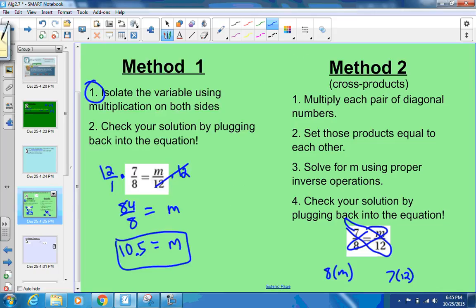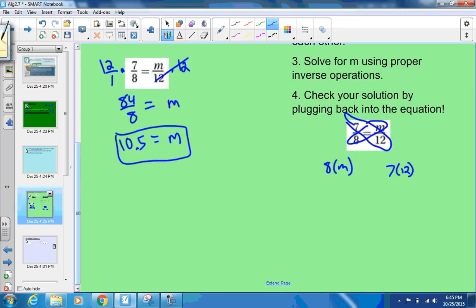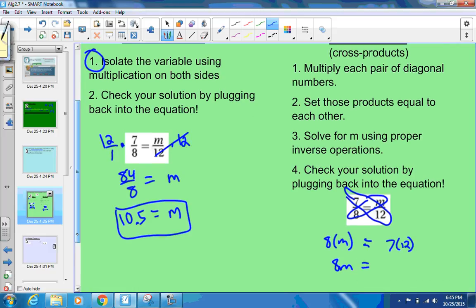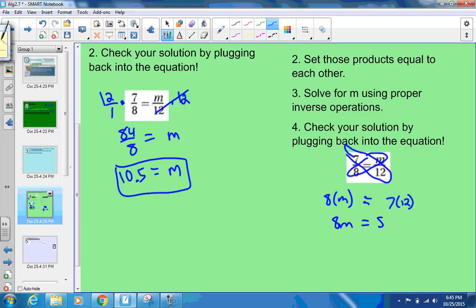Let me get rid of this so I can extend this page a little bit. Then it says set those products equal to each other. So those are actually going to be equal. The cross products property says that cross products of a proportion are equal. So this would be 8m equals 70, 7 times 12 is 84. Okay, so 8m equals 84.